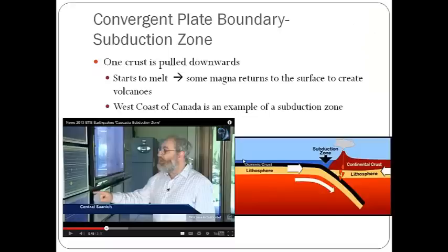Convergent plate boundaries are special because they have subduction zones. This is when one of the crusts is actually pulled downwards, and as it gets pulled downwards, it starts to melt. That magma returns to the surface and creates volcanoes in a lot of cases. The west coast of Canada is a very good example of a subduction zone. In a subduction zone, the movement might be very, very slow, and it might get stuck. And this is where we run into problems with earthquakes.